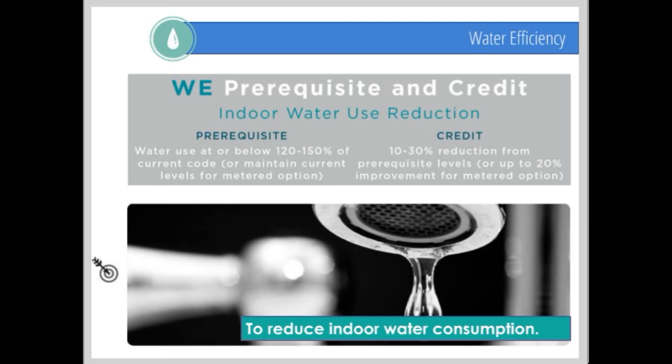There are 2 options for the prereq as well as the credit. The prerequisite requires projects to use water below 120 to 150% of the current code if option 1 is selected, or maintain current water use levels if metered. That's option 2. If the project pursues the credit, then it should demonstrate a 10 to 30% reduction from the prerequisite level under option 1, or up to 20% improvement for the metered option, which is option 2. We will look at these options closely.